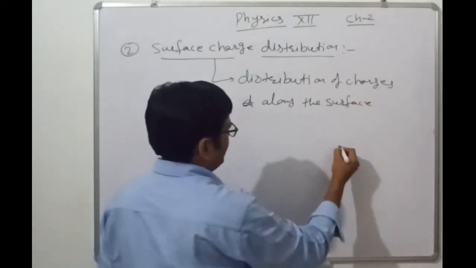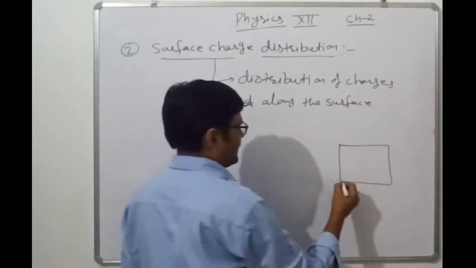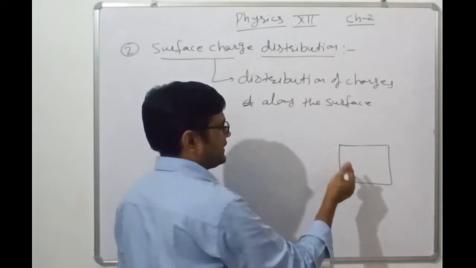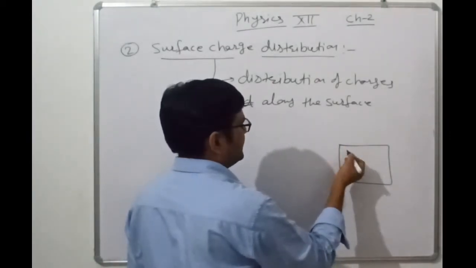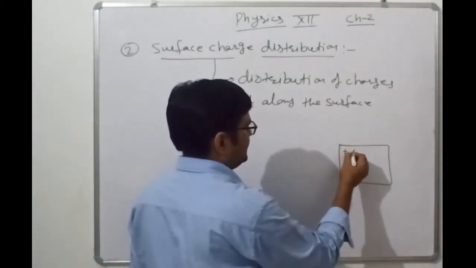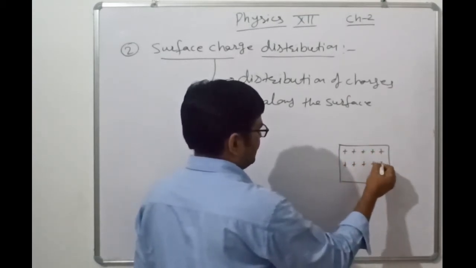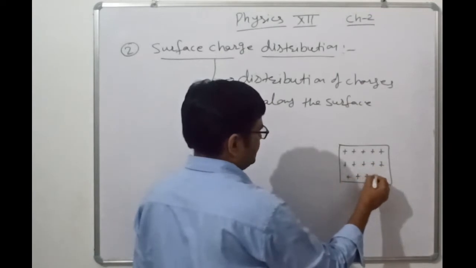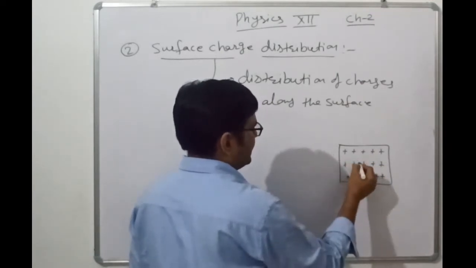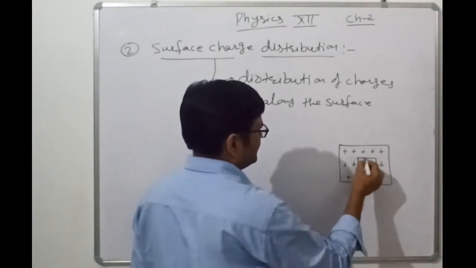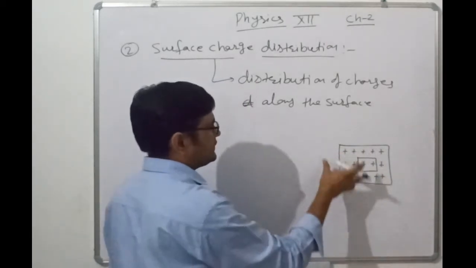It looks like this. Suppose we are considering the surface of a particular conductor, then the charges are distributed like this, these positive charges distributed upon that particular surface. It is the surface charge distribution. Here again we are considering a particular segment of that surface.